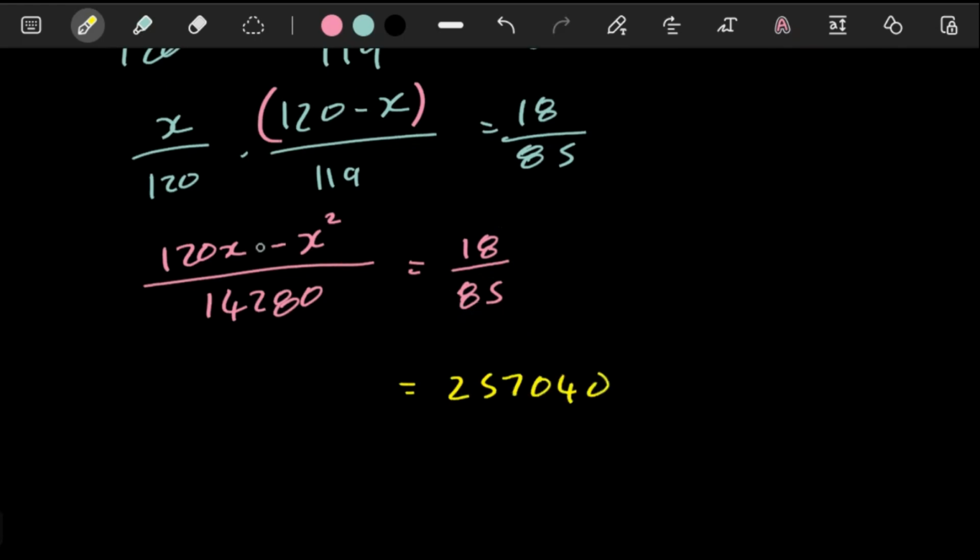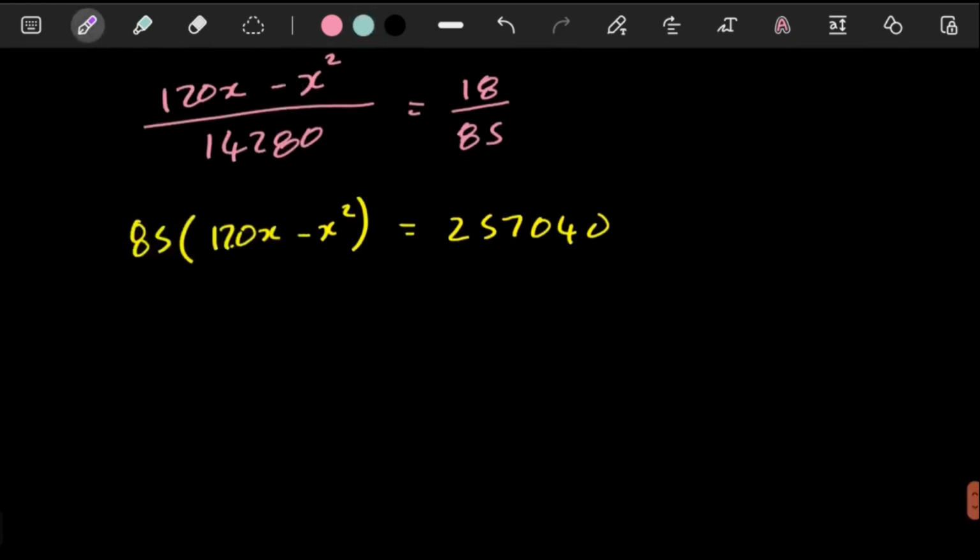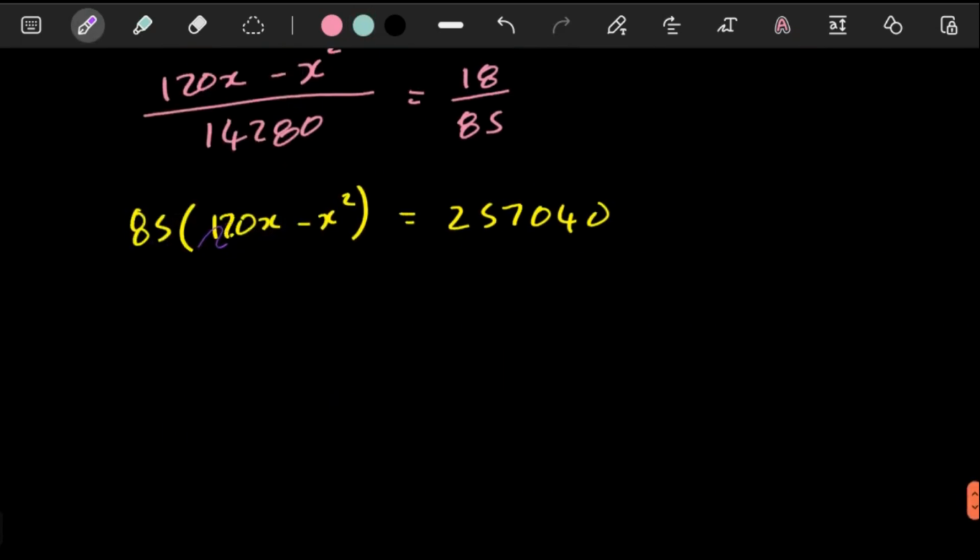257,040. This times this would give you 85, right? With 120x here, and then here negative x squared. Perfect. So let's multiply inside here. 85 times 120, that's like 10,200x, and then 85 times this, that's like negative 85x squared.